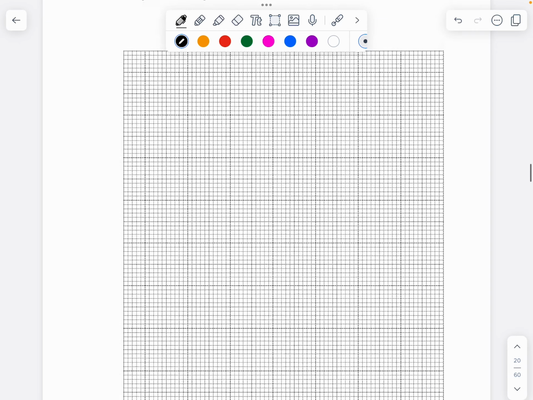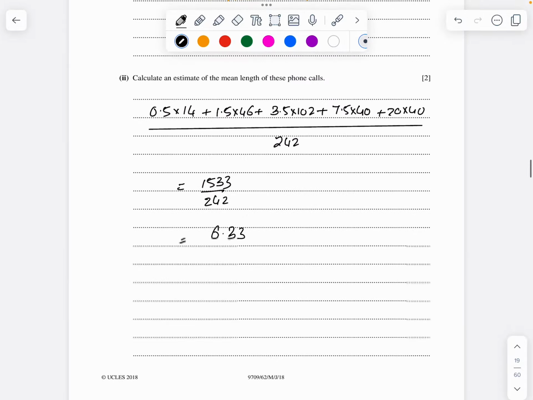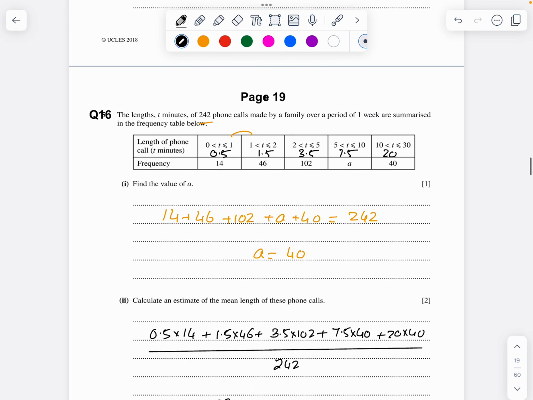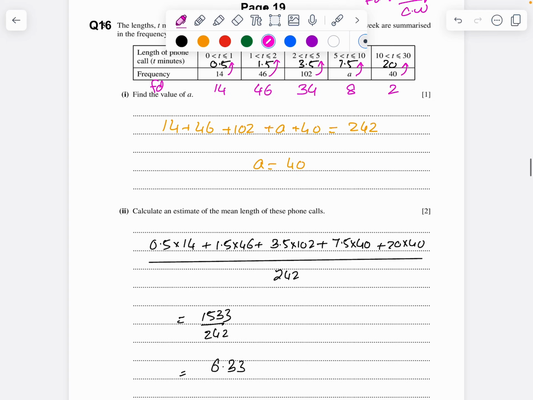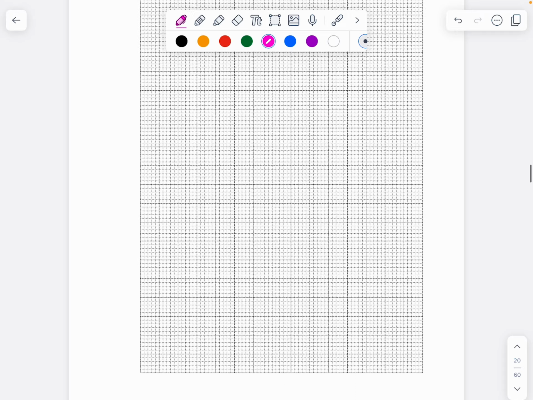On the grid, draw the histogram. For drawing the histogram, we have to find the frequency densities. So make a new column, frequency density: frequency divided by the class width. 14 divided by 1, 14. 46 divided by 1, 46. 102 divided by 3, 34. Then 40 divided by 5, 8. And 40 divided by 20, 2. Frequency density is frequency divided by class width. So I got that.